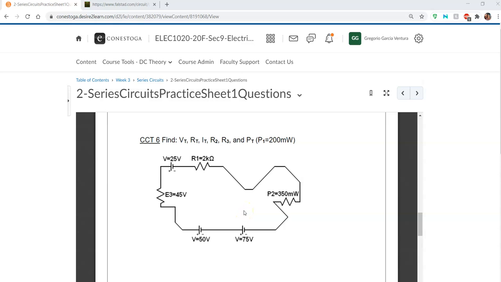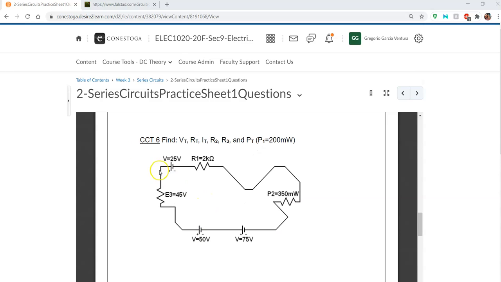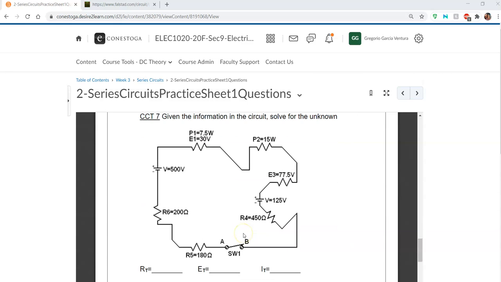Hello, good morning guys. For those of you wondering what's going to happen when you have a series circuit in which you have different power sources, like in the case of handout number 2, the circuit practice questions. You have circuit number 6 having 3 power sources, and also problem number 7 in which you have 2 different power sources, as you can see in there.